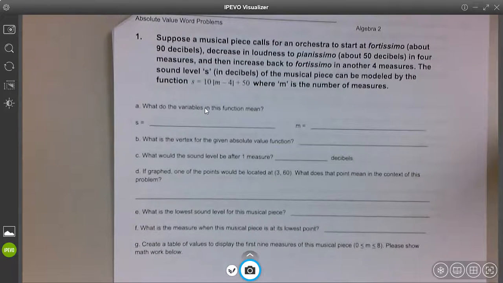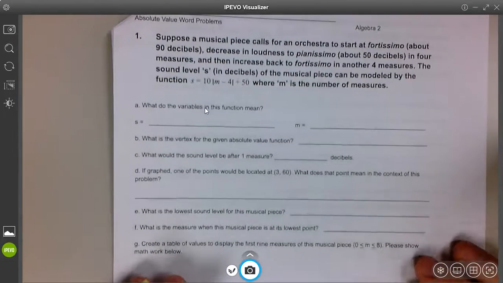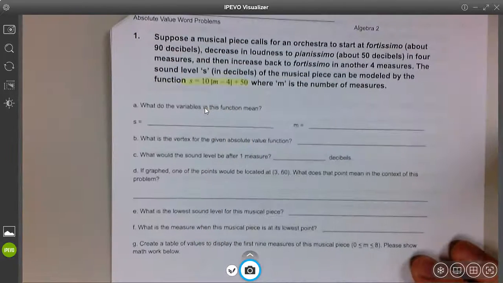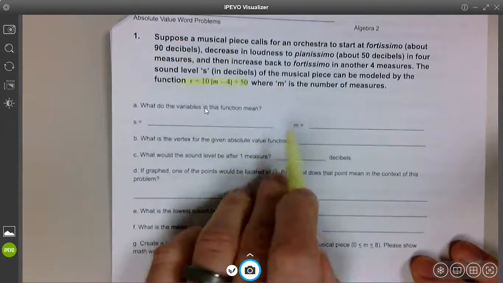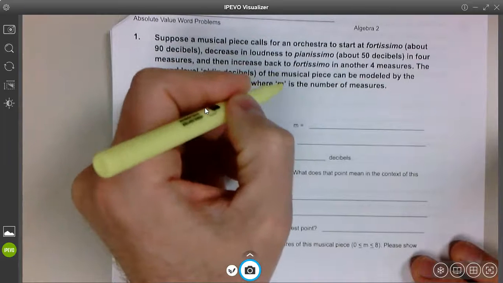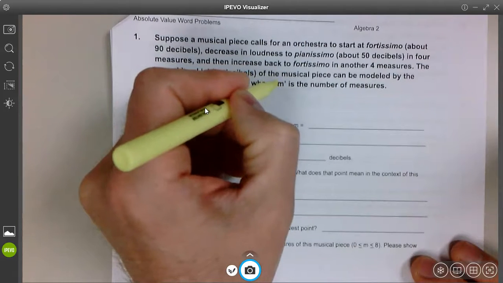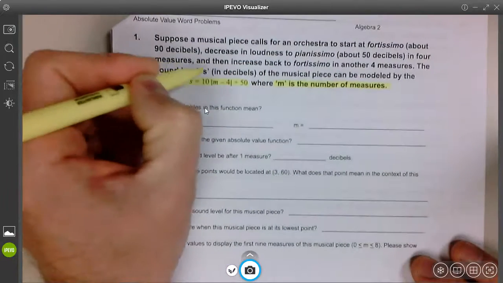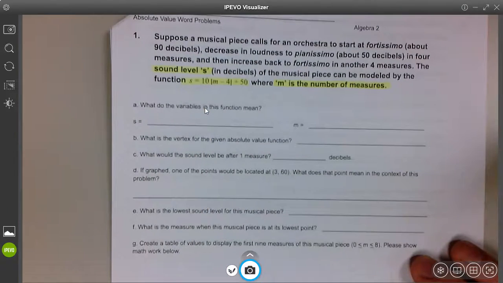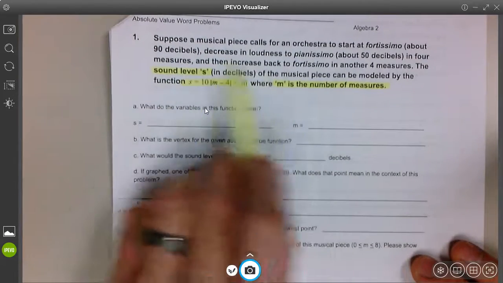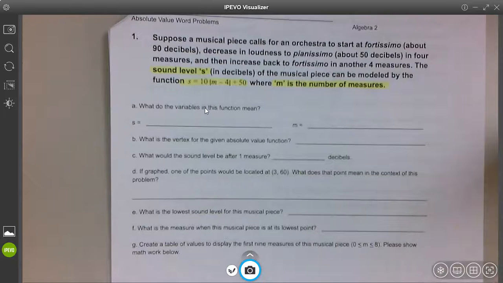I had you do this on a worksheet earlier, and it's just good. We highlight the things that we think are going to be important in our word problem. First of all, the function itself is going to be important. What the letters mean is important. So anytime you see a letter in quotation marks, where they're trying to let you know this is going to be one of the letters and what it means, that's a good idea to highlight. So M is the number of measures. S is the sound level. Obviously the other numbers up here are going to be important too, but for now I think what each of the variables means and the equation itself, that's important.